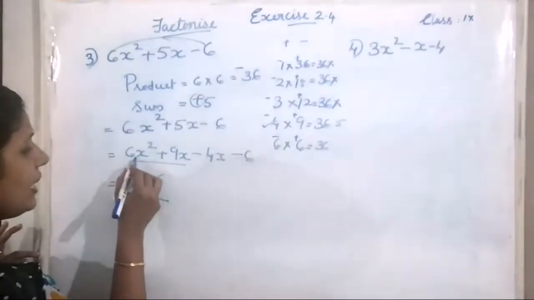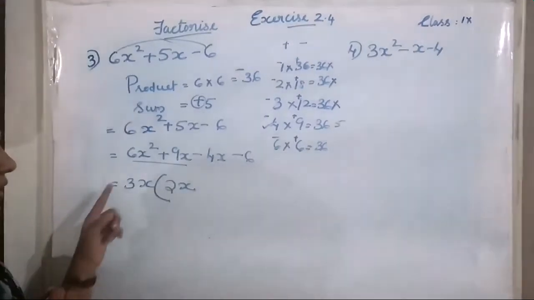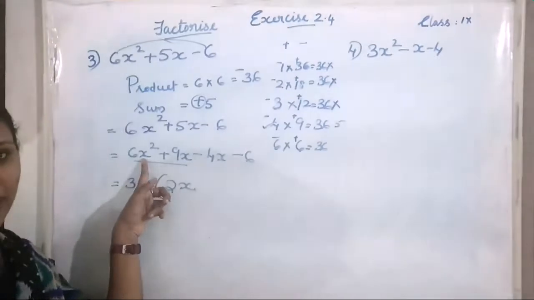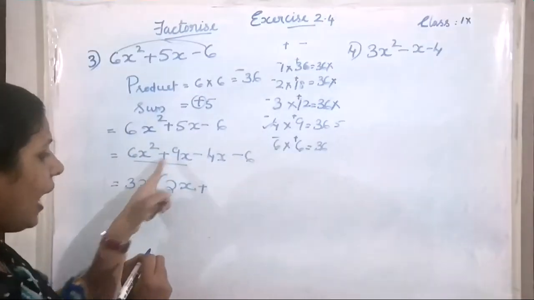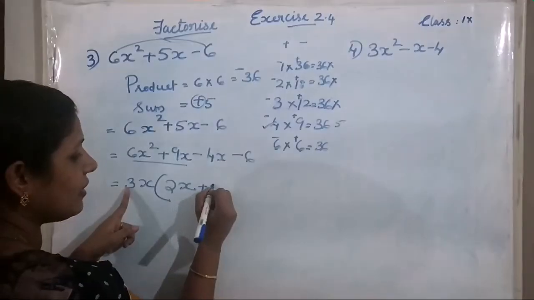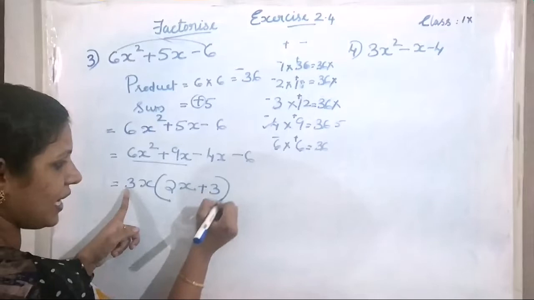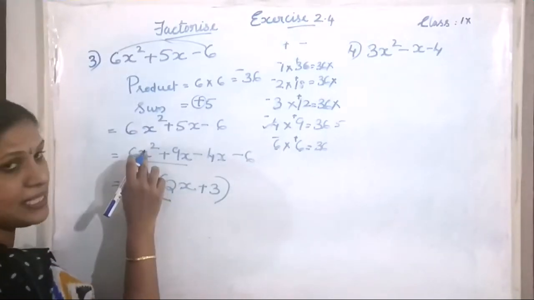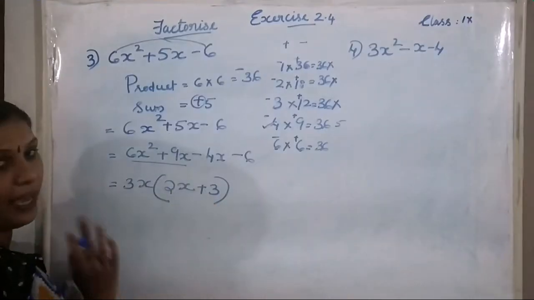Then now here the number is 2x. That is 3 into 2 is 6, x into x is x square. Understood? Then here plus 9, outside we get 3. 3 into 3 is 9, and x is also outside. Okay, that is 3 into 2 is 6, x into x is x square, and here 3 into 3 is 9x.